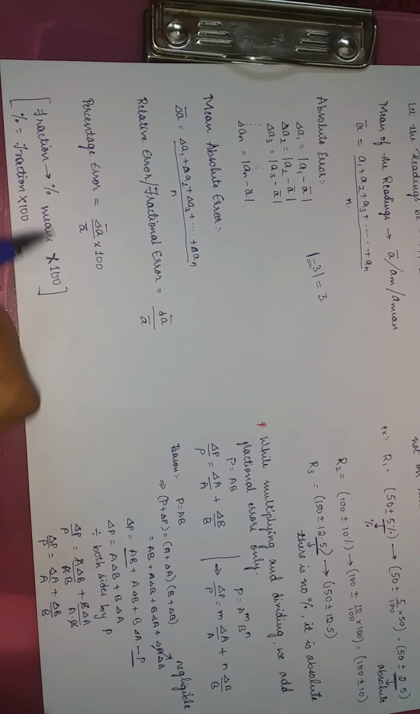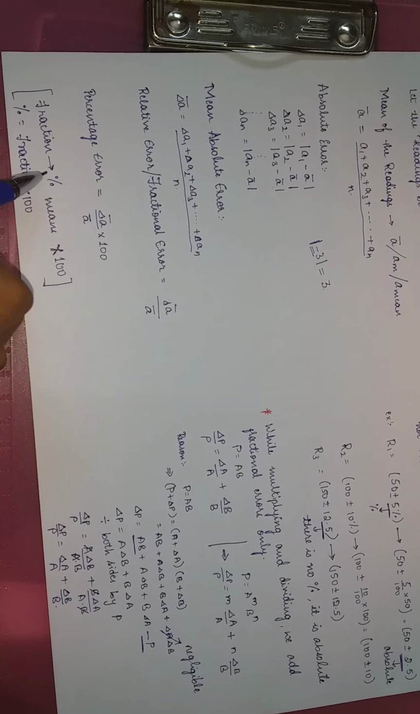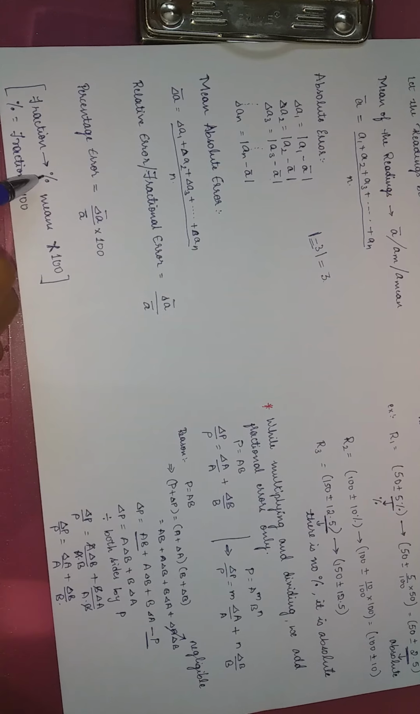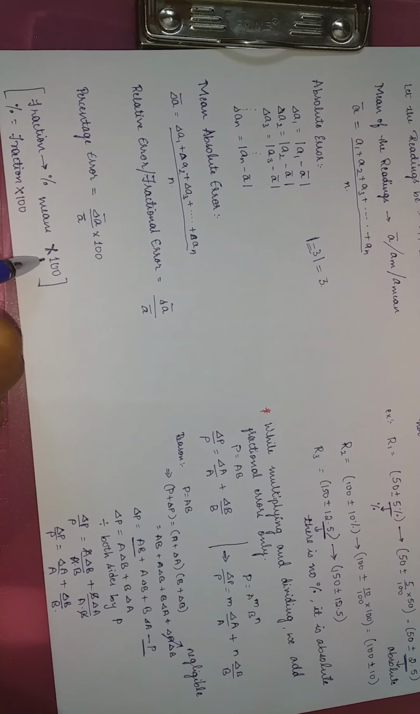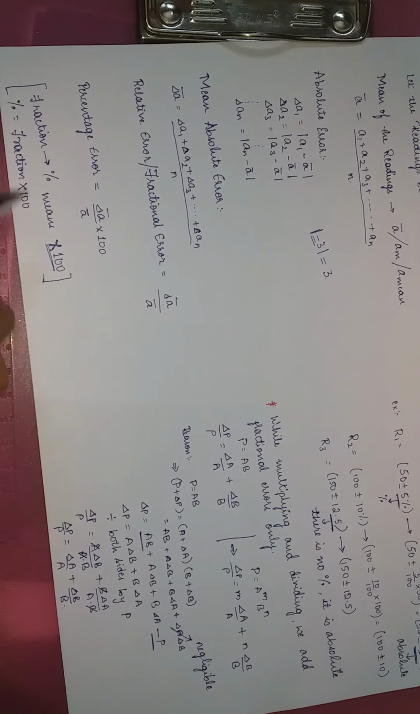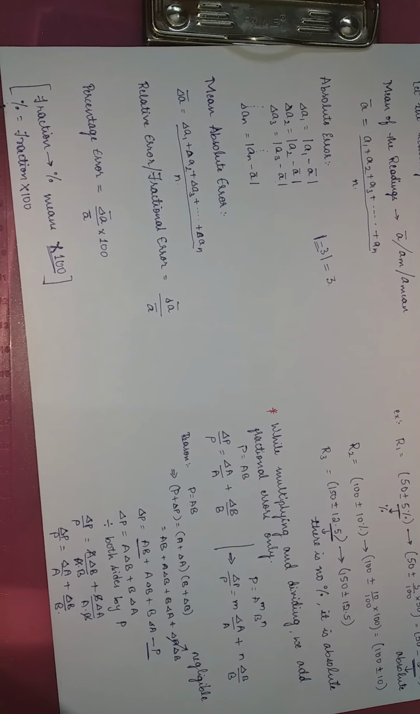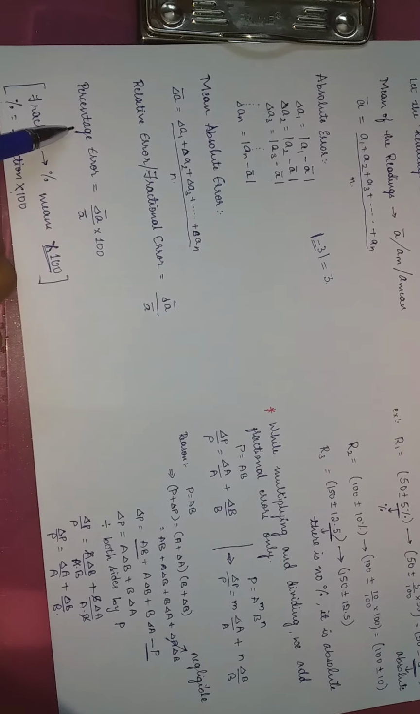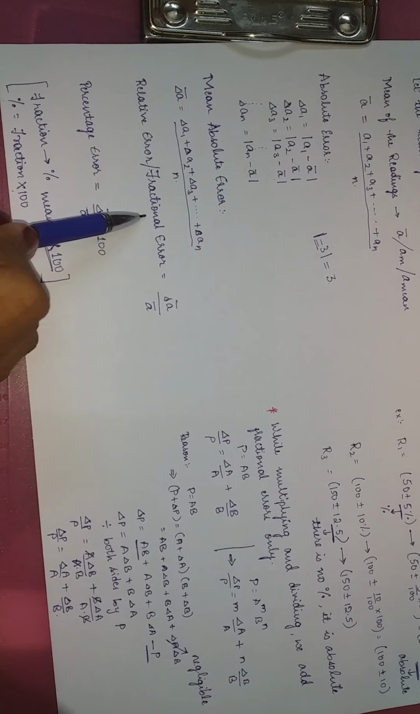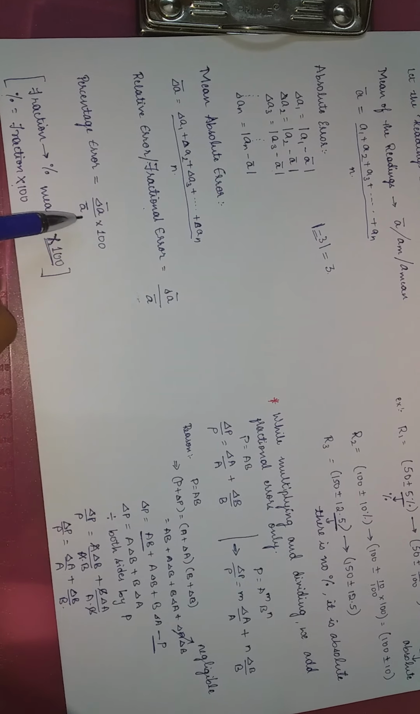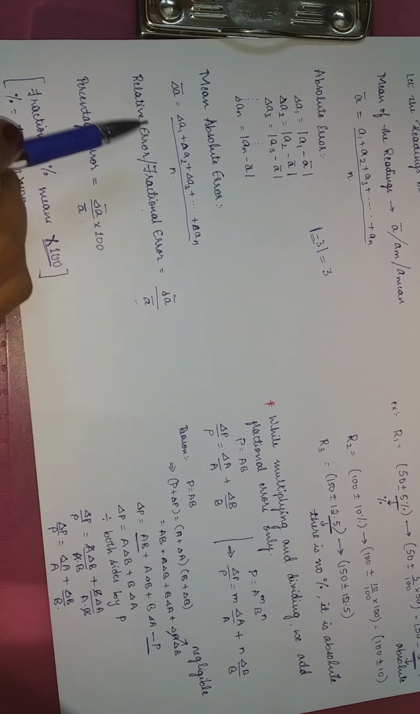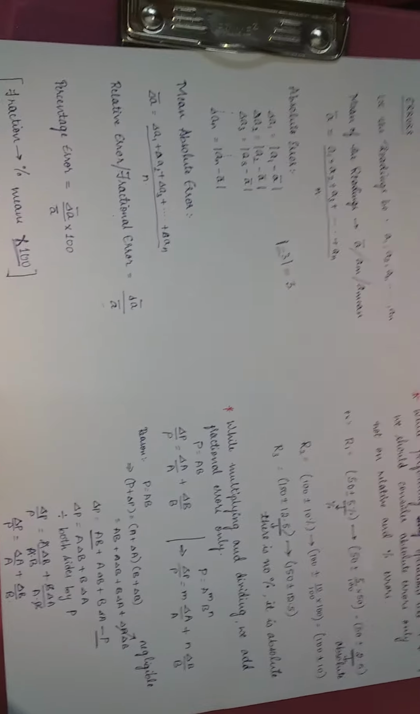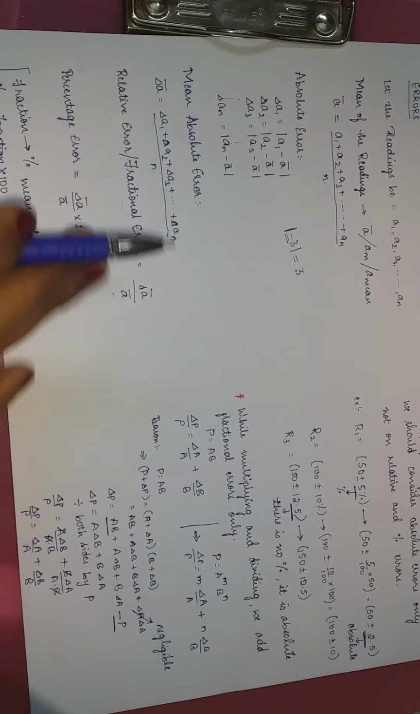And there is something called percentage error. Anywhere, if you are converting a fraction to percentage, you're simply multiplying it by 100. So percentage of something is nothing but the fraction that you have into 100. So percentage error is nothing but the fractional error into 100. Fractional error is also called relative error. So these are the formulas that you need to know.